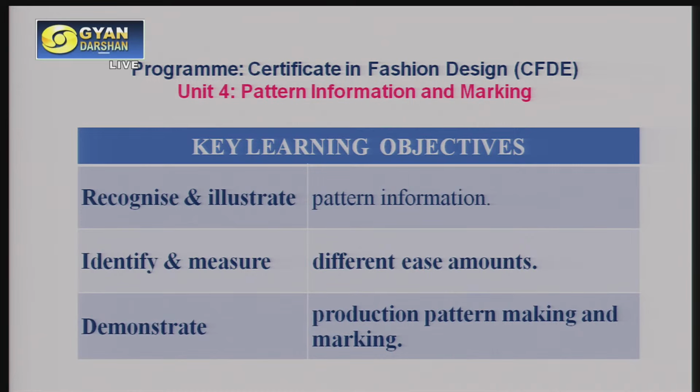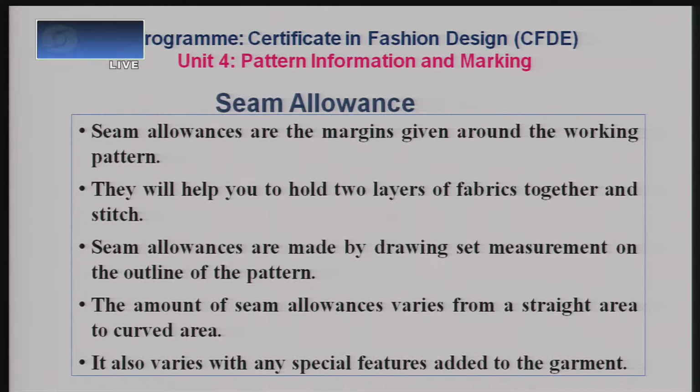We hope that after going through this unit, you will be able to recognize and illustrate pattern information, identify and measure different ease amounts, and demonstrate production pattern making and the markings. These are the basic learning outcomes of this unit. The first topic discussed in this unit, the information we have on the pattern, is the seam allowance. Seam allowances are the margin given around the working pattern.